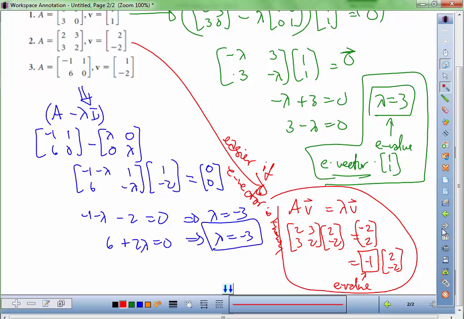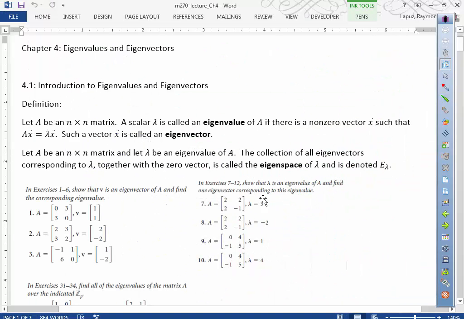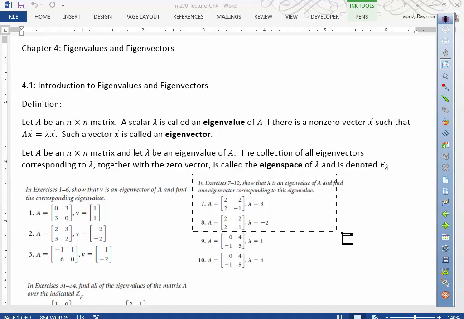But in most cases, you're not going to know the eigenvector. So let's take a look at another set of examples where this time we have the eigenvalue, and then we just have to find the eigenvector, which is more likely to happen.